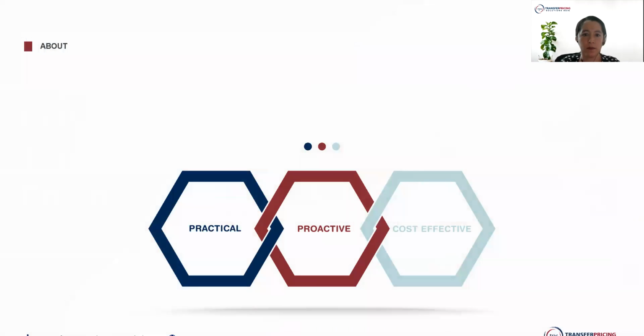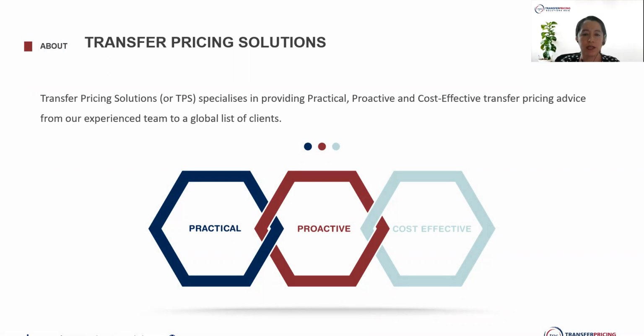Before we get into the topic, a quick overview about our firm. We are a specialist firm that provides practical, proactive, and cost-effective transfer pricing advice. We are a group of advisors from Big Four and mid-tier firms based in Malaysia, Australia, and Singapore. I am the lead partner with 15 years of experience in advising multinational companies on how to manage their transfer pricing risk in a wide, broad range of industries, business models, and transactions.